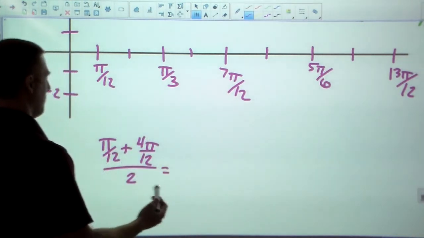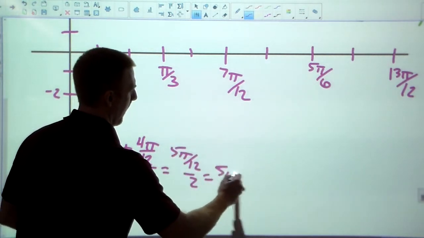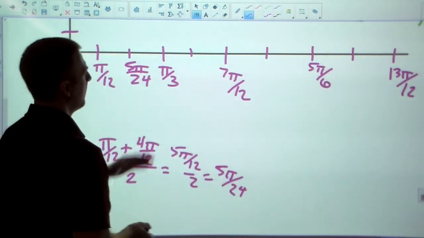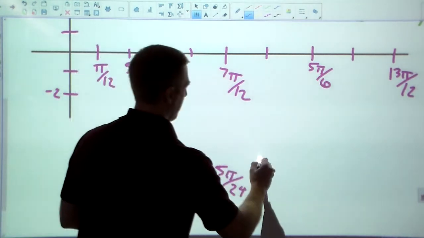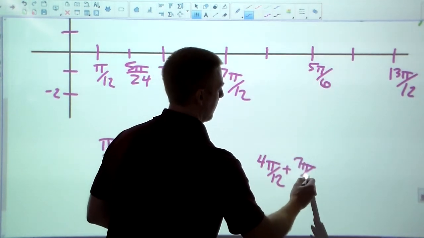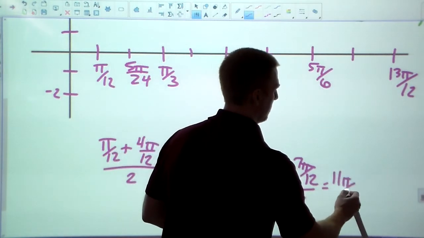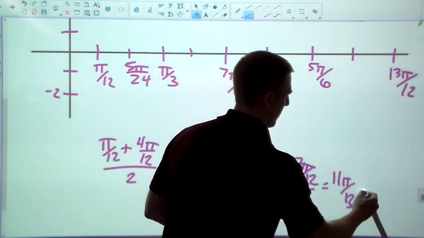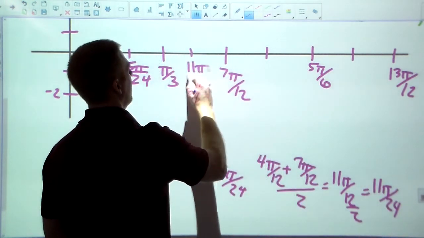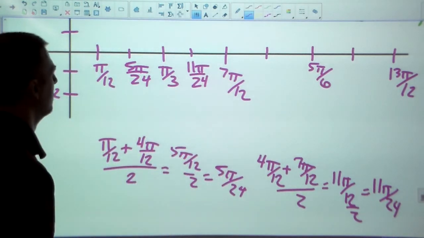And I'm finding the average, so I'm finding what's halfway between. So that'll be 5 pi over 12, and we're divided by 2, so 5 pi over 24. So that point's 5 pi over 24. And then in between these two, kind of the same idea, 4 pi over 12 plus 7 pi over 12, and you're taking halfway between. So 11 pi over 12, and you're divided by 2, so 11 pi over 24 is where this one would happen. And sometimes you do get some sort of strange values that aren't showing up on the unit circle, and that's okay, that's just kind of how it goes.